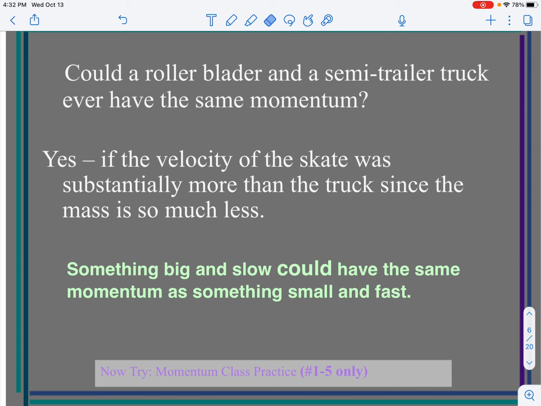Here I am asking a hypothetical question. Could a rollerblader, person on rollerblades, and a semi-trailer truck ever have the same momentum? The correct answer here is yes. Now, in order for them to have the same momentum, we must have our very small massed rollerblader moving with a large velocity, and at the same time, our very large mass semi-trailer truck must be moving with a small velocity. This is the situation that would allow them to have the same amount of momentum.